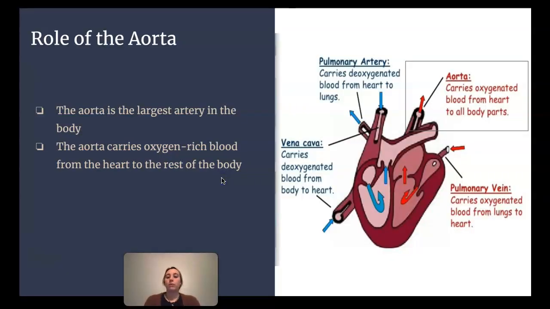The role of the aorta. The aorta is the largest artery in the body, and the aorta carries oxygen-rich blood from the heart to the rest of the body. Shown in the picture, I've boxed where the aorta is in the heart. The quality of the wall structure in the aorta is imperative for how the aorta will function.